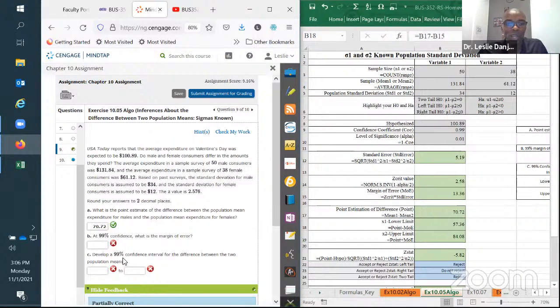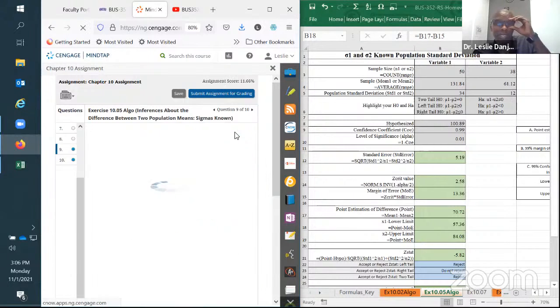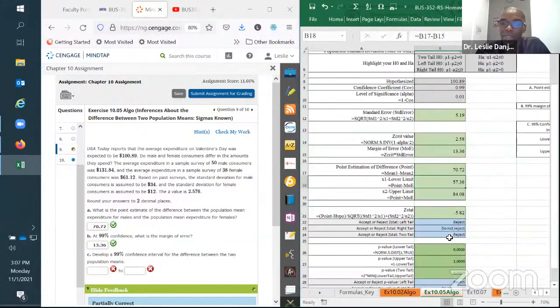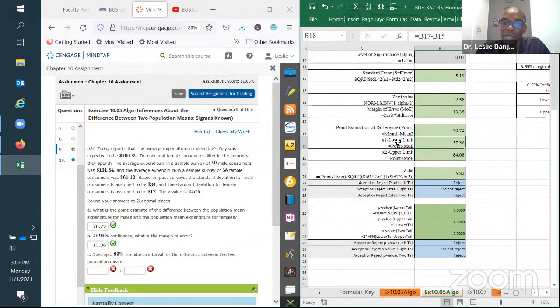Bam. All right. What is your margin of error at 99%? Look on here. Look for margin of error. Bam. And they don't tell you how many decimal places. Oh, 2 decimal places up here. So 13.36. If they don't tell you, you can just assume it's 2 decimal places. And then on here, what is your lower and upper limits? You might have to scroll down. Here you got X1 lower, X2 upper.